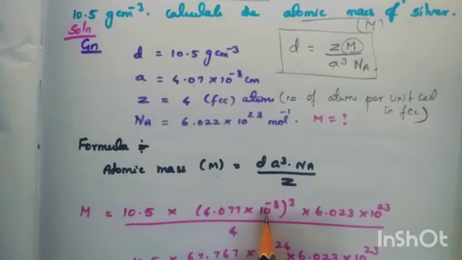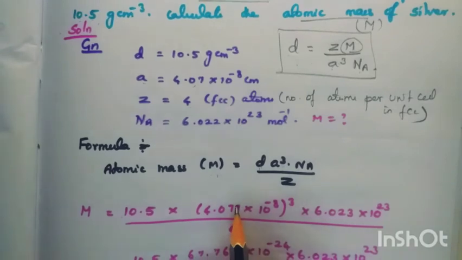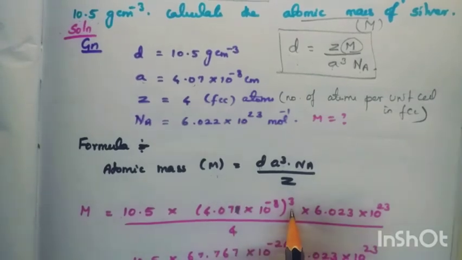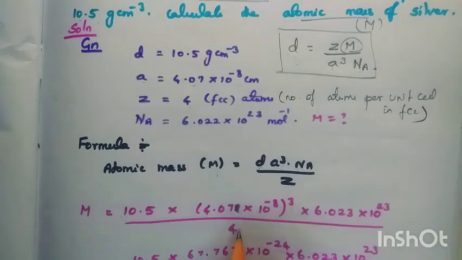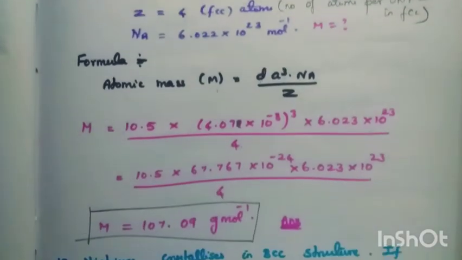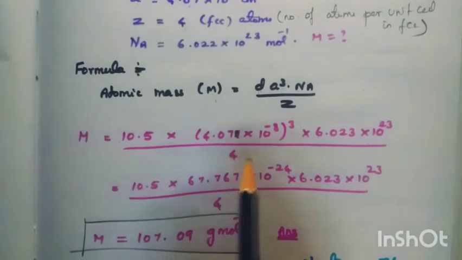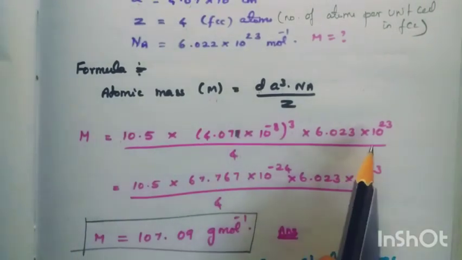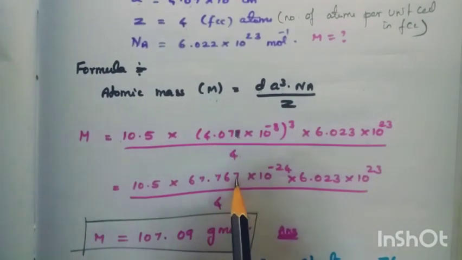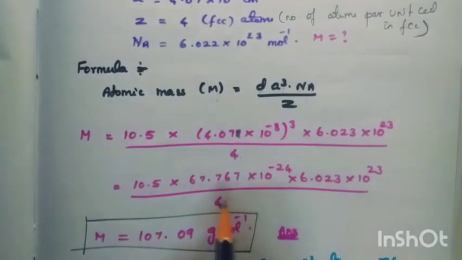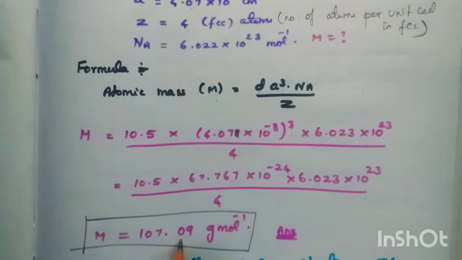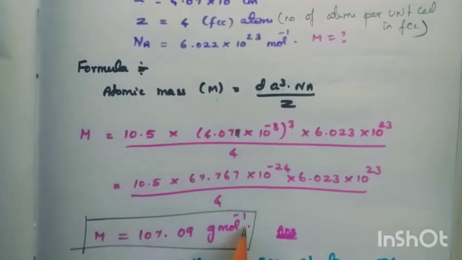4.07 into 10 power minus 8, cube. Avogadro number. Z is the number of atoms per unit cell in FCC, that is 4. So, find all the log values. Cube of this is this one. Find all the log values or multiply all these values divided by 4. We get 107.09 gram per mole.